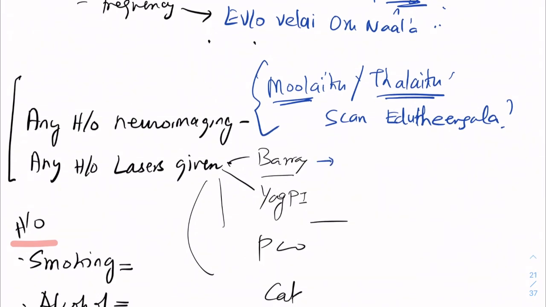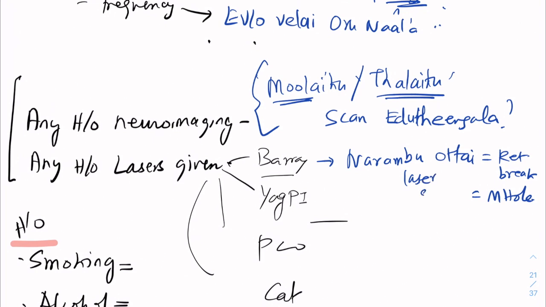Okay, so barrage laser, the patient will not know exactly what barrage laser is, but you can ask a specific question as நரம்பு ஓட்டைக்கு லேசர் பண்ணுனாங்களா. So patient remember as the barrage being done for retinal break. So நரம்பு ஓட்டை can be a retinal break. நரம்பு ஓட்டை can be a macular hole as well. Okay, just know that நரம்பு ஓட்டைக்கு லேசர் செஞ்சாங்களா?